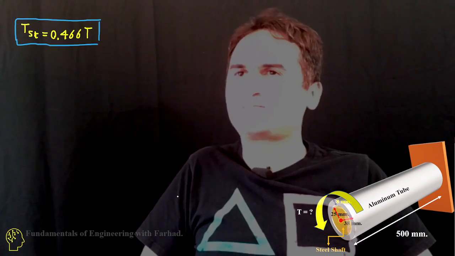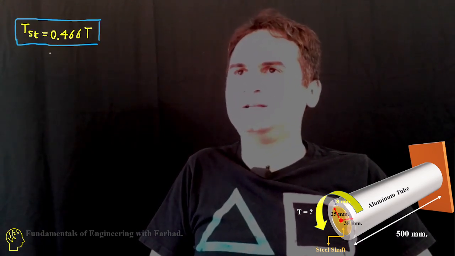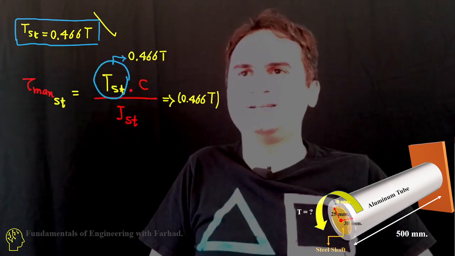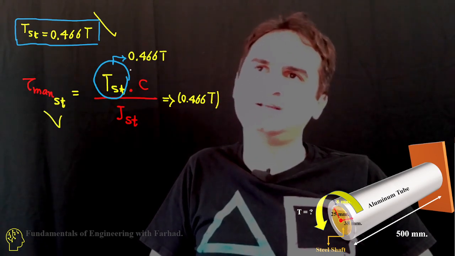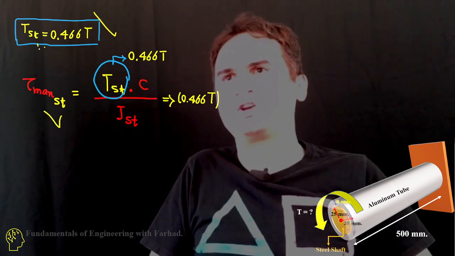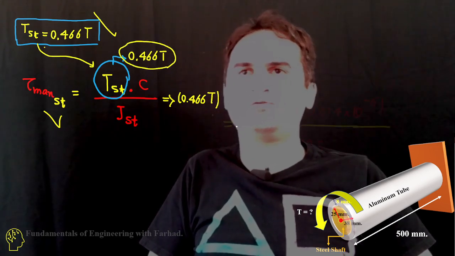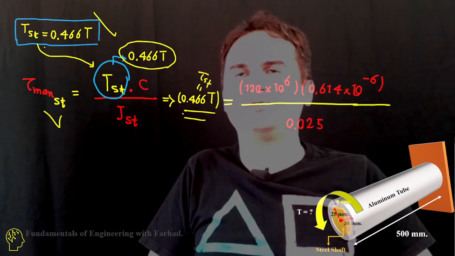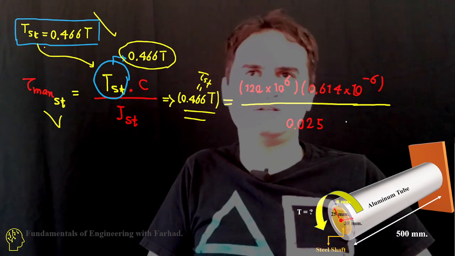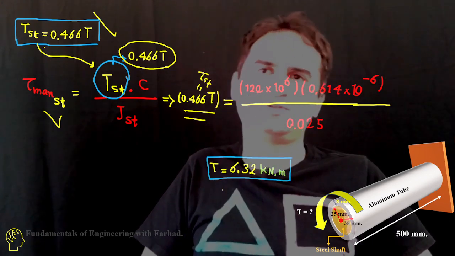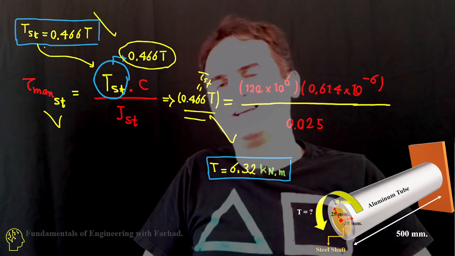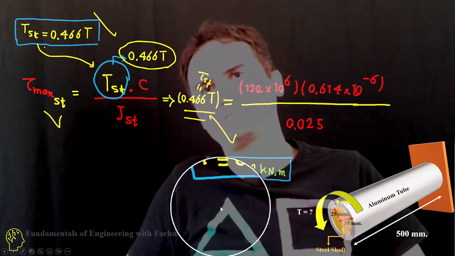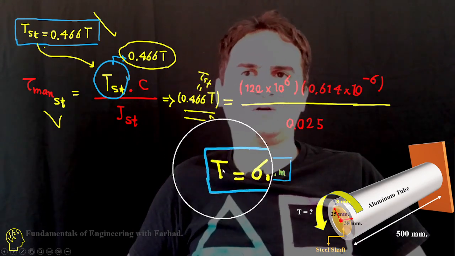Because tau for steel is 0.166 times the total, and tau is Tc over J. If steel is controlling, you easily replace the share of steel with this equation. If you do so, it gives you tau of steel equal to almost 0.50 T, and it gives you the total torsion of 6.32 kilonewton meters.